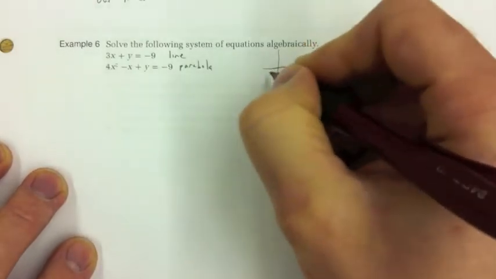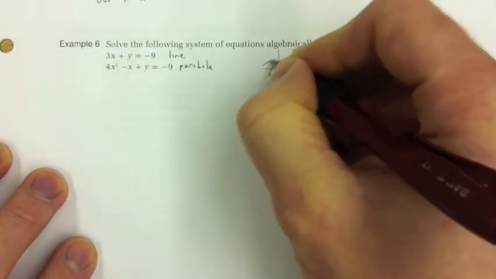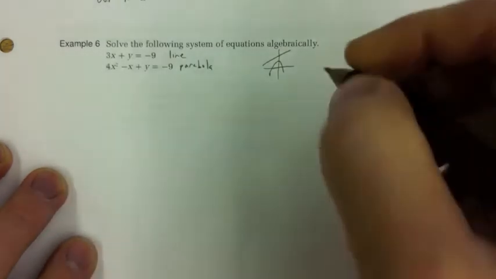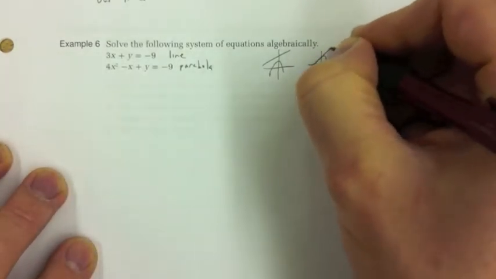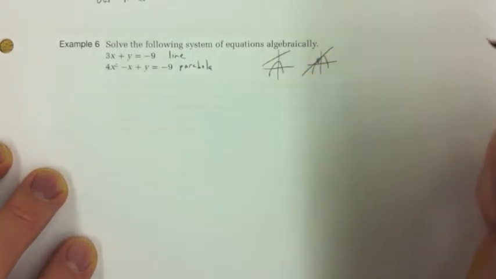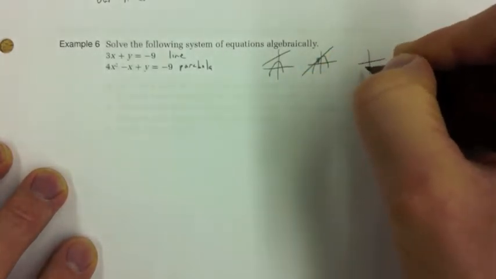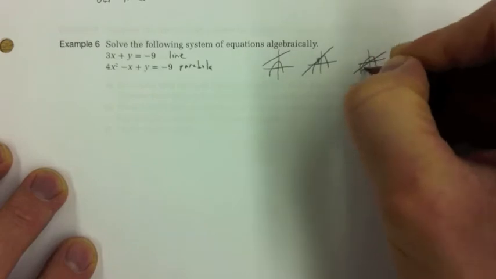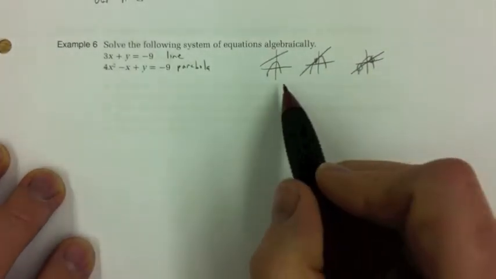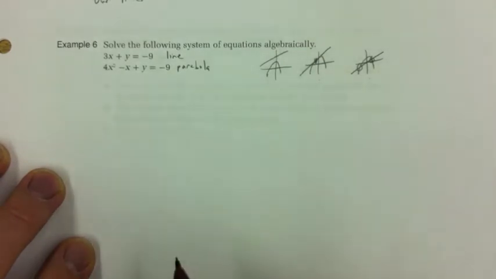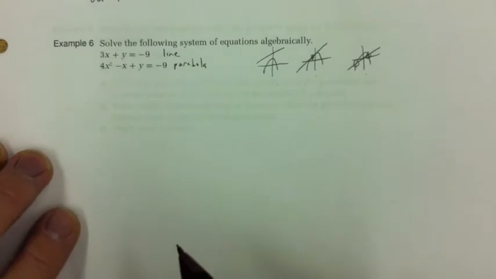Now, when solving a line and a parabola, maybe they don't cross at all. Maybe they touch exactly once. Or maybe they cross 2 times. We don't know starting out. We could have 0, 1, or 2 solutions to this system. As we proceed, we'll see.